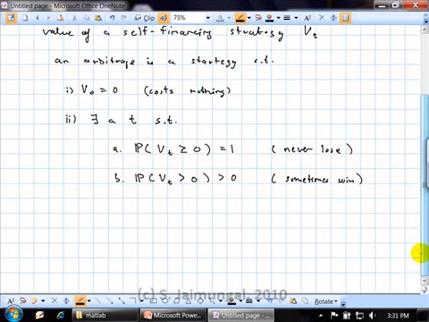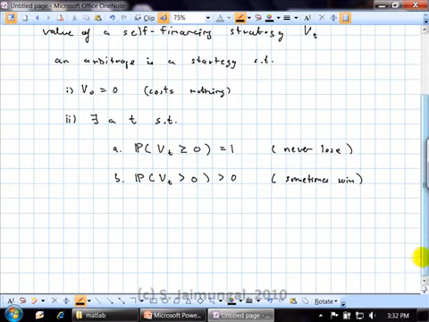Now, as I said, in our current setting, since there is only one time step, there exists a T such that can simply be replaced by the probability of V_1 being bigger than or equal to 0 equals 1, and the probability that V_1 is bigger than 0 is positive. You can just change those events to T equals 1, which is the only time available right now. There's only one time step.